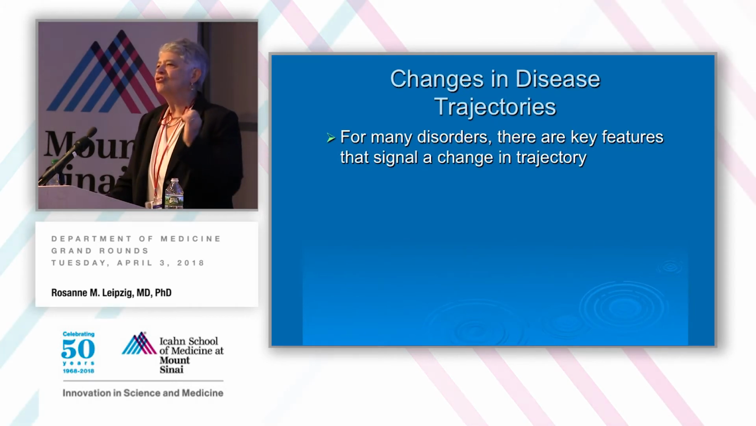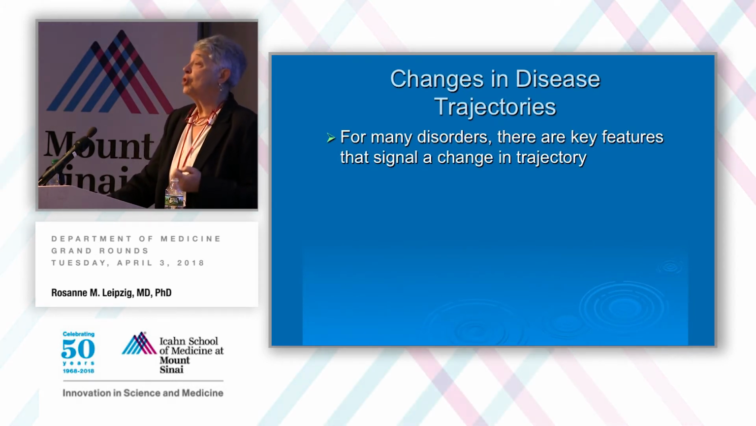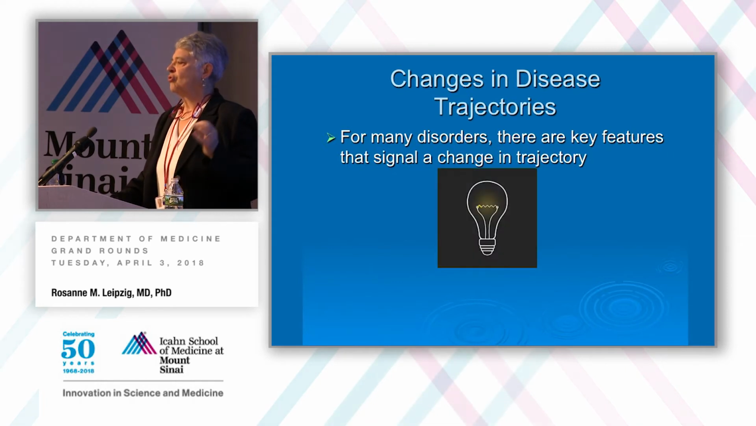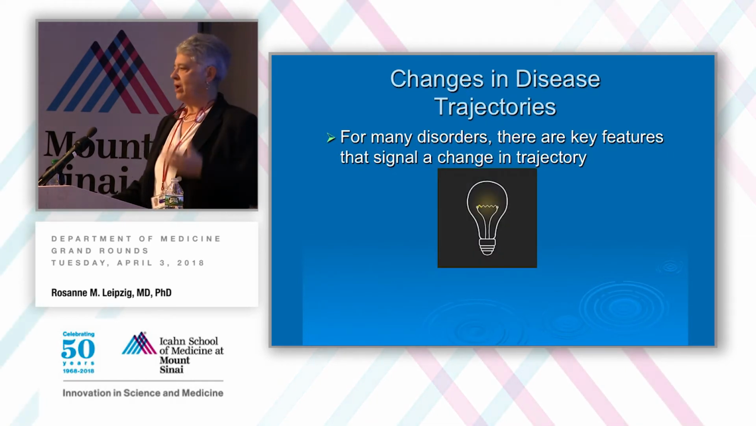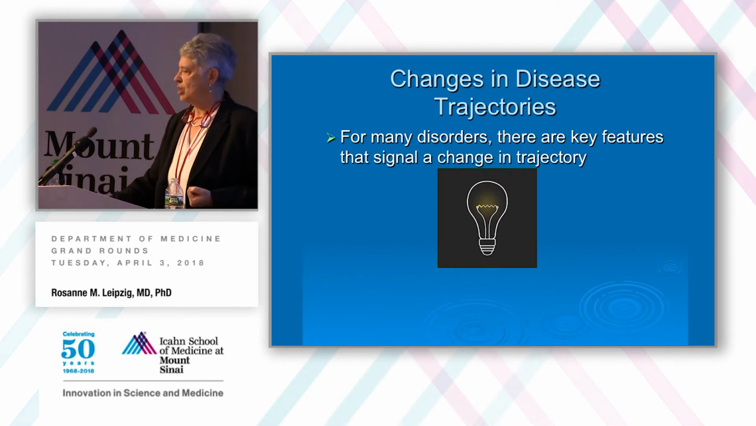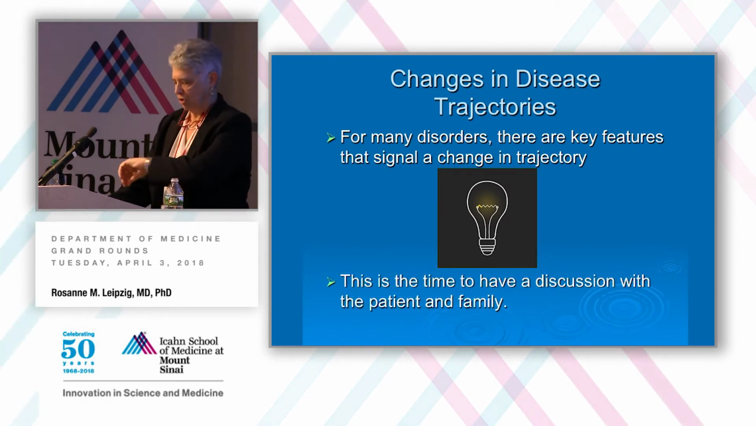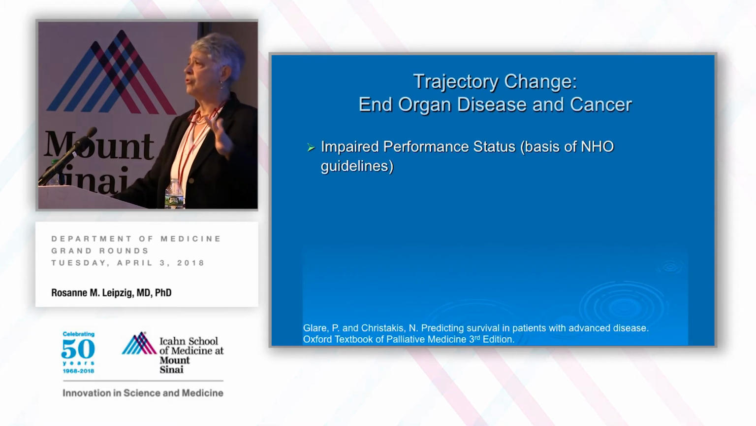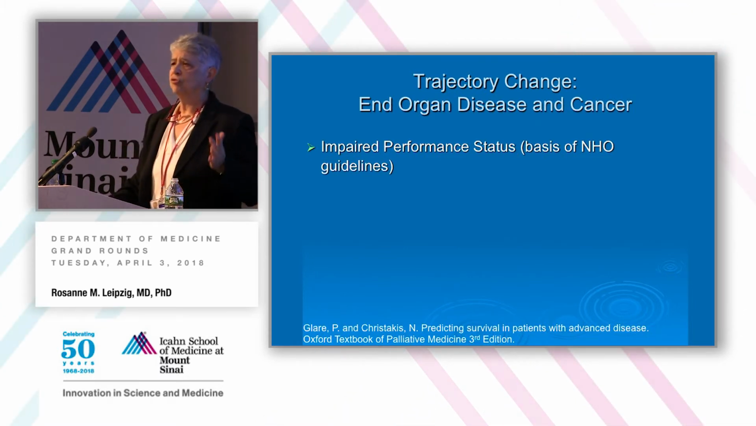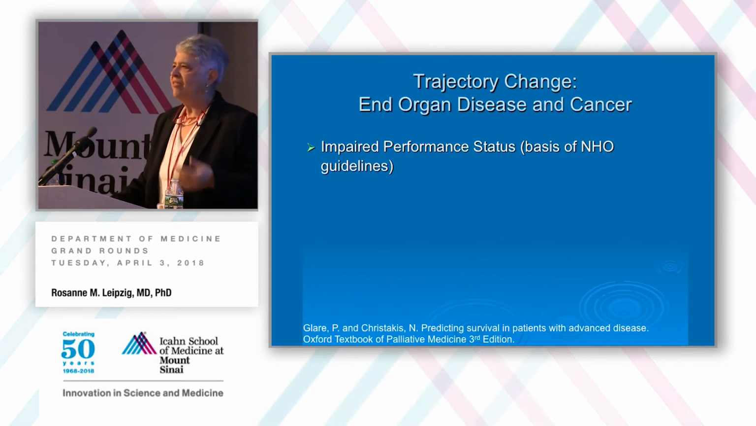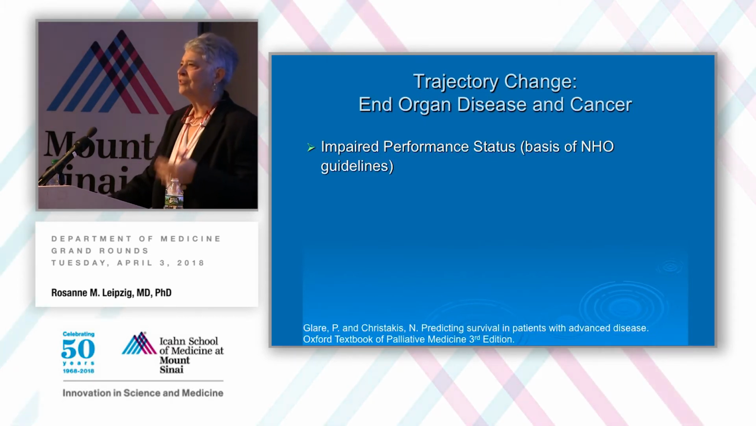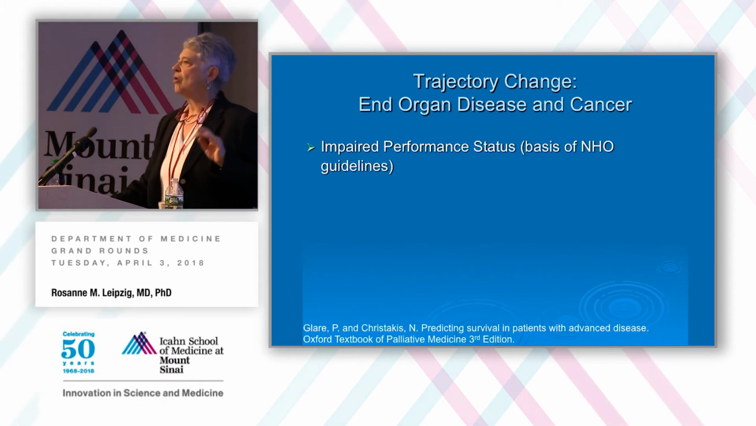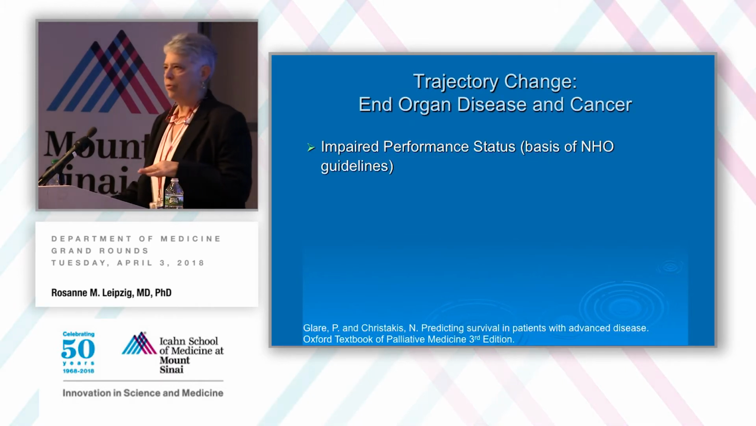So changes in disease trajectories can be very, very helpful for you and also for your patients to better understand what the future will bring. So for many disorders, there are key features that you should keep in your head that signal a change in trajectory. And this is the time to have that discussion with patients and families, okay? So end organ disease and cancer, what I'm going to show you over the next few slides are the National Hospice criteria, just so you know, because you can get people into hospice, and then the truth, okay, as to what really is a 6-month trajectory for many of these people. The cancer ones are closer than any of the others, okay?